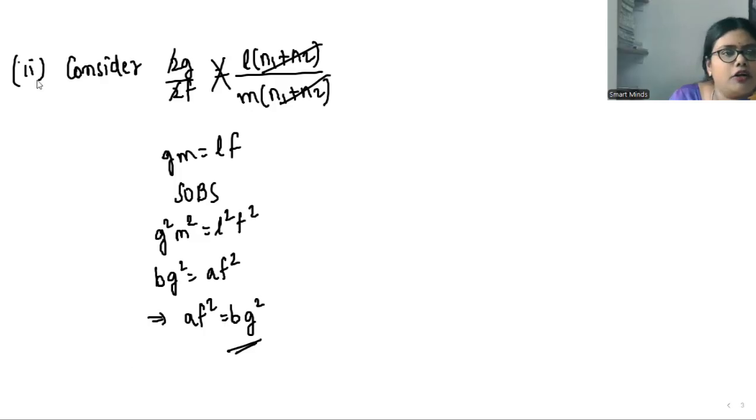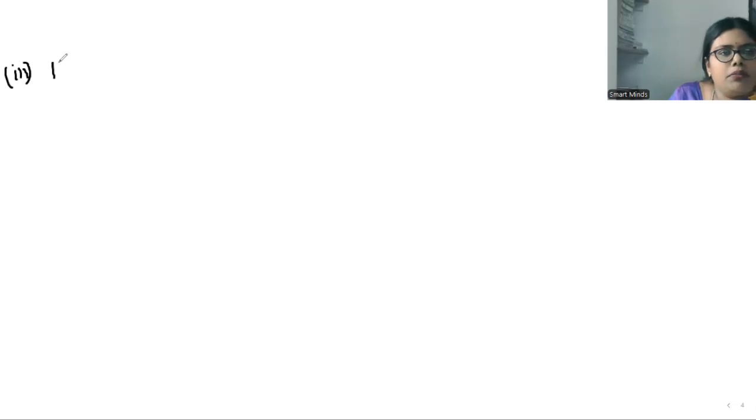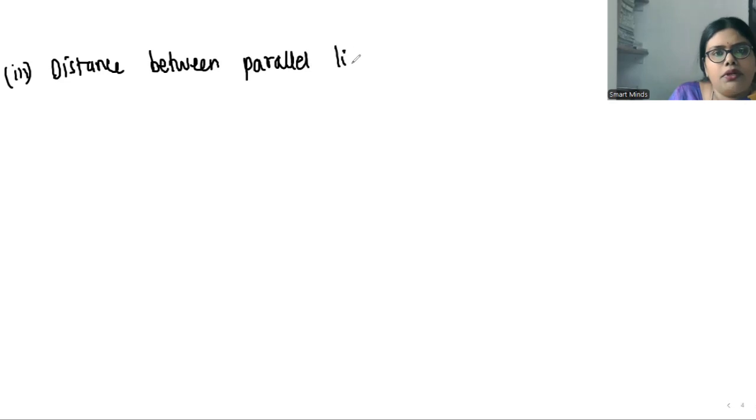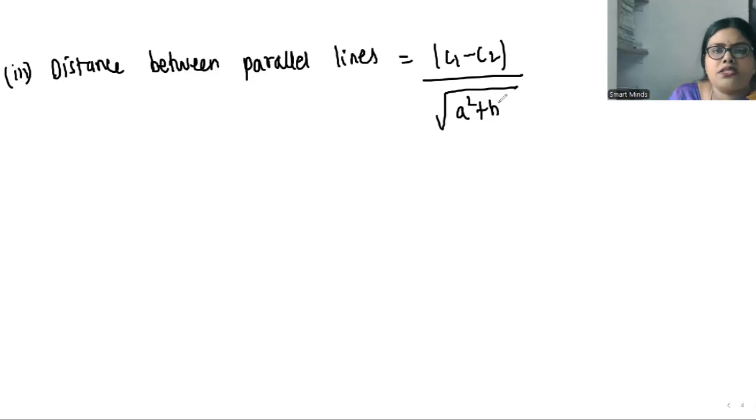Now we will take the third bit. What is the third bit? Distance between parallel lines. Now this is a very important formula. Can anyone tell me what is the distance between parallel lines formula? That is mod C1 minus C2 by root over A square plus B square. Always remember this formula. They will give you two lines and ask you to find the distance between parallel lines. So be careful, you have to remember this formula.